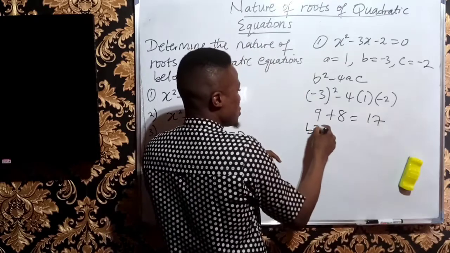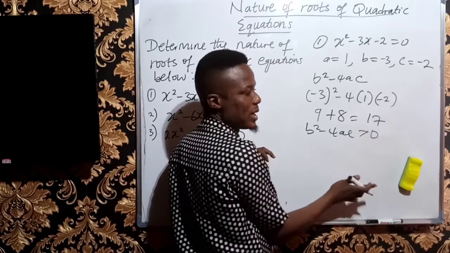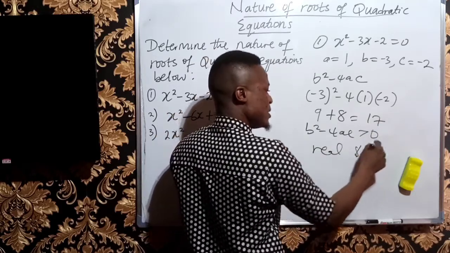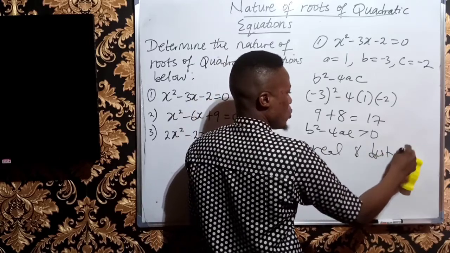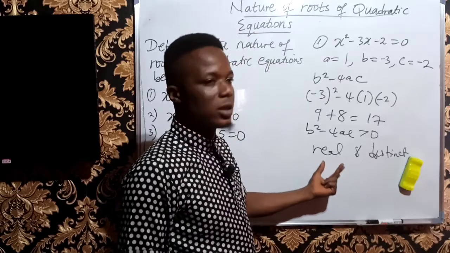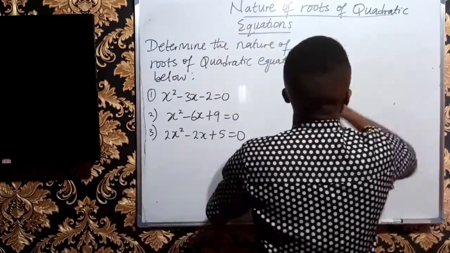So here you see that b squared minus 4ac is greater than 0 because 17 is bigger than 0. And because it is greater than 0, it is real and distinct. Remember what I told you? When it is greater than 0, it means that the nature of the root of the quadratic equation is real and distinct. So let's take the second one.